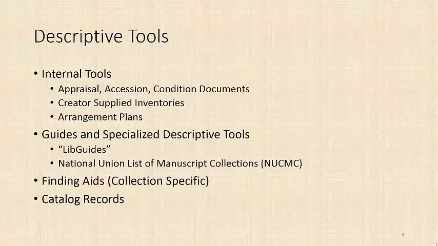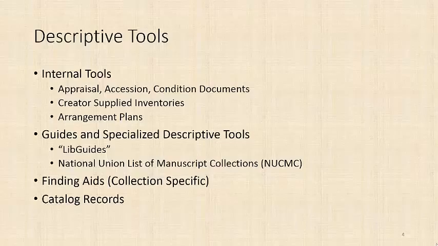Some of the administrative tools you use include internal tools like the appraisal, accession, and condition documents that you as a student have already encountered. Sometimes they include creator-supplied inventories like box lists or file keys from the donor. Other times they include preliminary inventories like your record surveys and your arrangement plans.